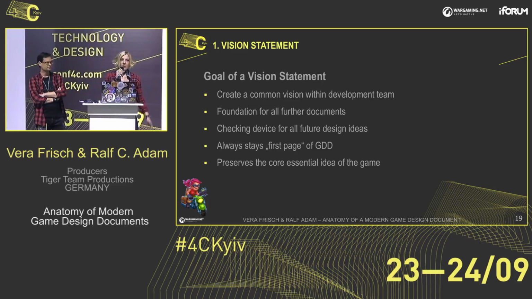A very, very important point is that you will check all future design ideas: is this fitting to the vision statement? Is every idea I'm having really matching the overall vision of the game I would like to create, or probably does it not? The next point is that it should always be on the first page of your game design document, so that you can find it very easily and always have access to it. And it preserves the core essential idea of the game.